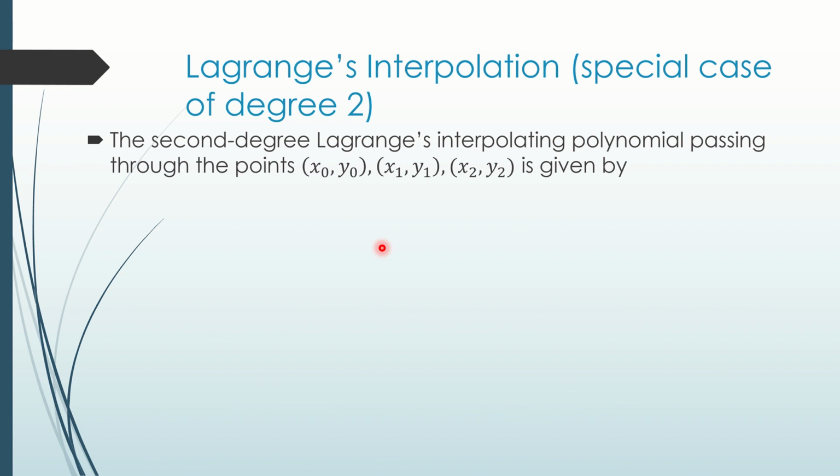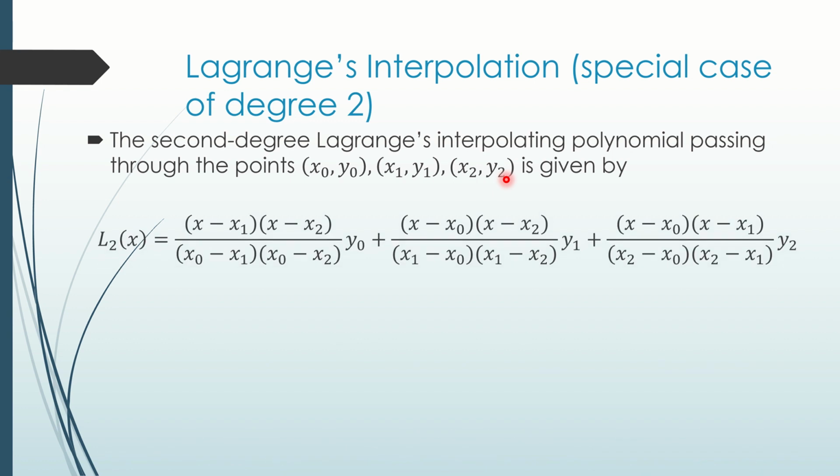Let's suppose we are given 3 points, then the second degree Lagrange's interpolation will be given by this formula. In previous videos I already proved how we get this Lagrange's polynomial of degree 2, which will be fitting this data x0, y0, x1, y1, x2, y2.